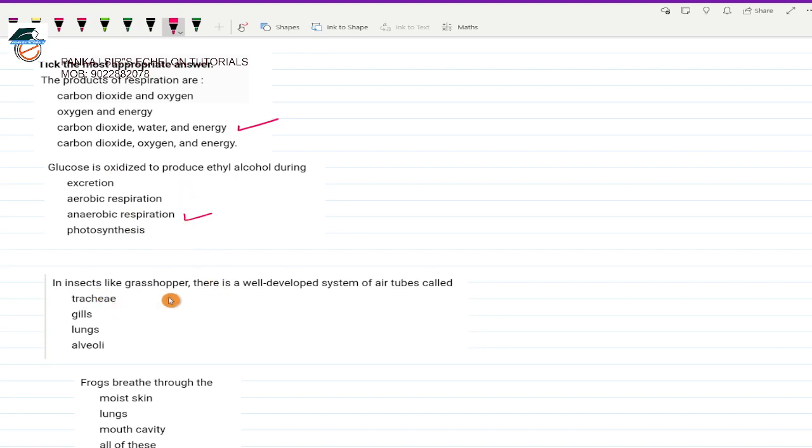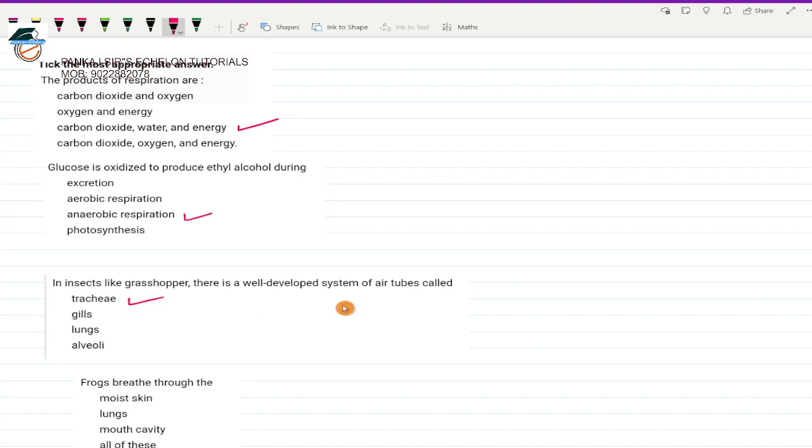Next question is, in insects like grasshopper, there is a well-developed system of air tubes. What are these air tubes called? The options are trachea, gills, lungs, and alveoli. So the answer is trachea.